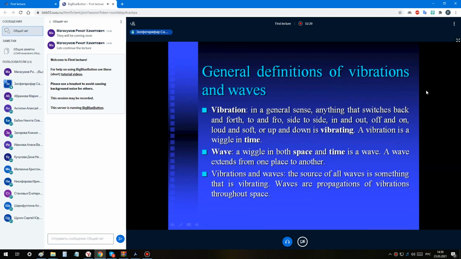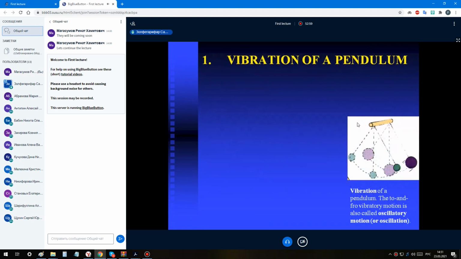Vibration and wave relations. The source of all waves is something that is vibrating. Waves are propagations of vibration throughout space. These are the relations between vibration and wave, and the definitions and descriptions of waves and vibrations.